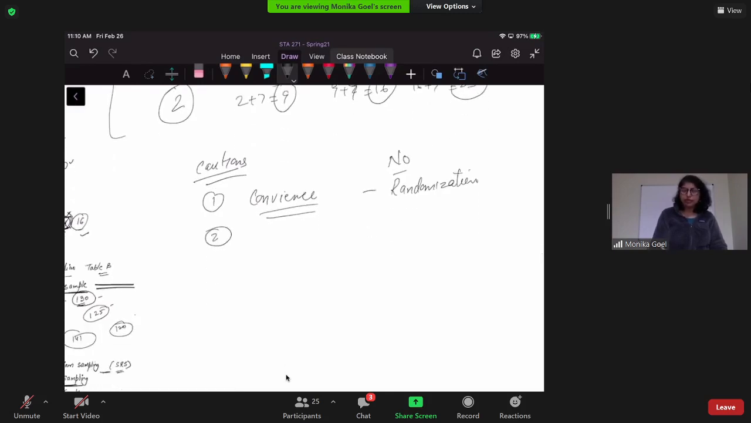Again, when we talk about cautions, we need to see if there is an undercoverage. When you select the sample, are you missing some part of the population that should be in your sample or not? So take care of that.